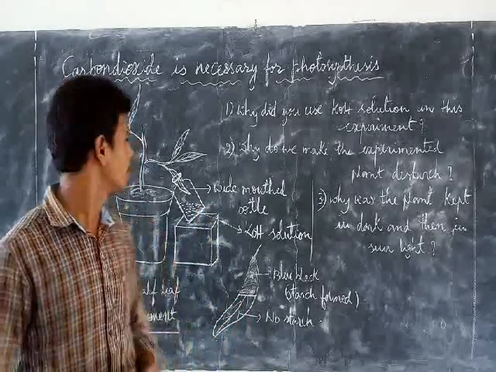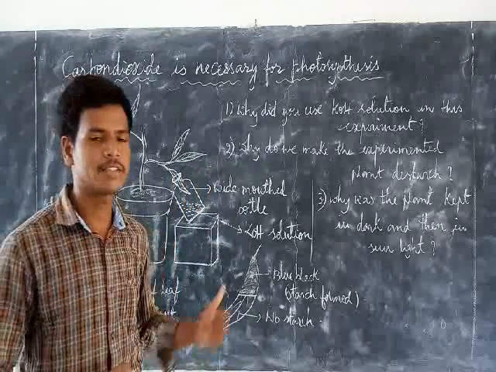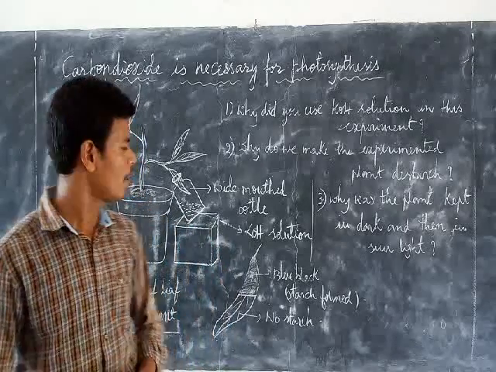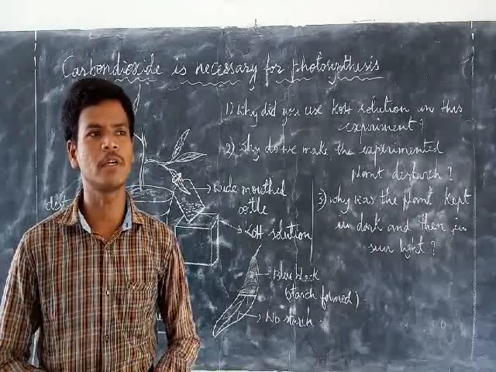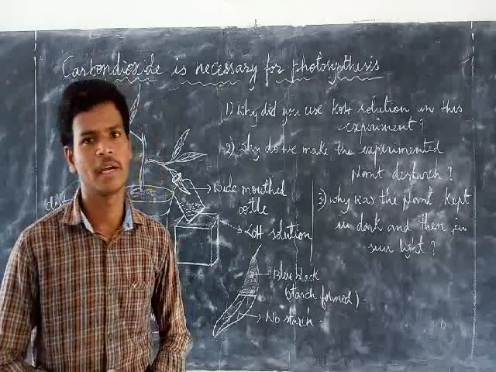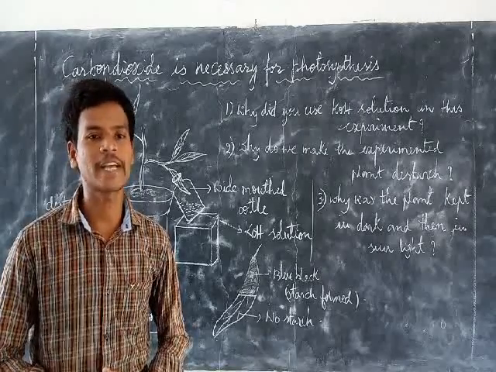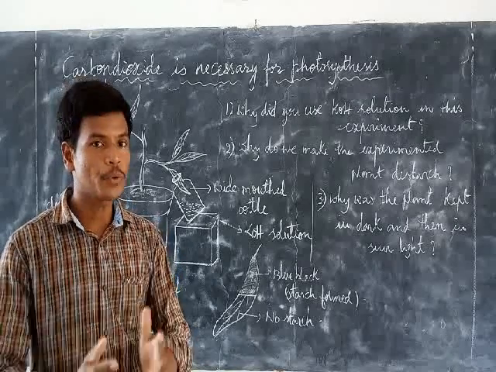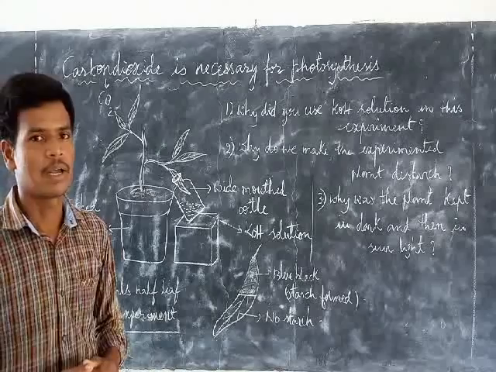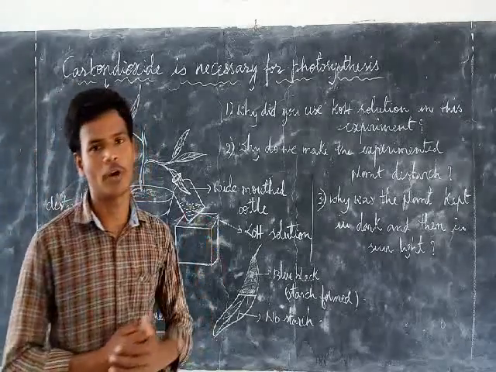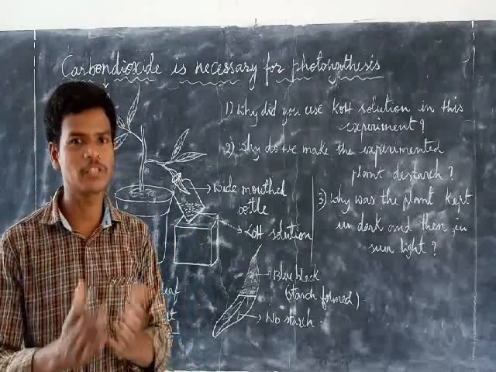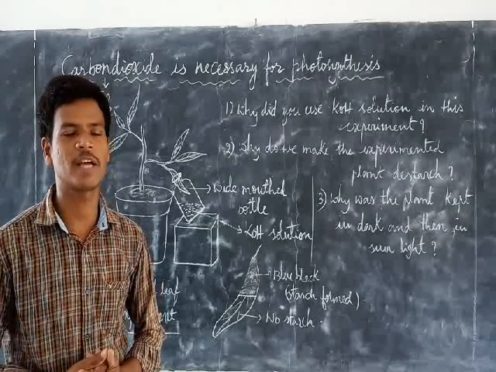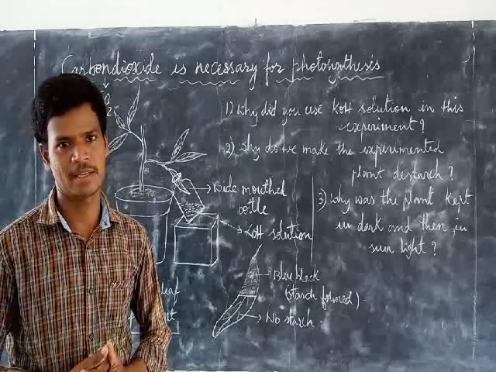Here, we took a destarched plant in this experiment. So, in this experiment, we have used a solution called KOH. It absorbs carbon dioxide gas in the transparent bottle. Without KOH, there is no result. That means what? Carbon dioxide is one of the essential gases for the process of photosynthesis.